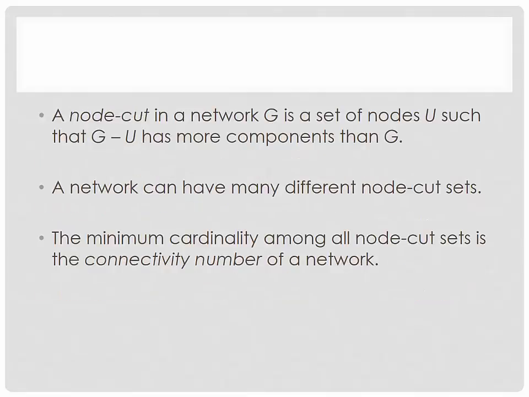A network can have many different node cut sets. You can think intuitively that if you remove a lot of nodes, you're bound to disconnect the network. So what we're interested in is critical nodes, and we're interested in what is the minimum number of nodes that you could remove from your network to disconnect it. And therefore, the minimum cardinality is what we're interested in among all node cut sets. And this minimum cardinality is the connectivity number of a network.